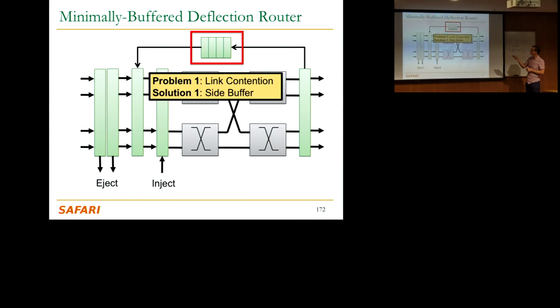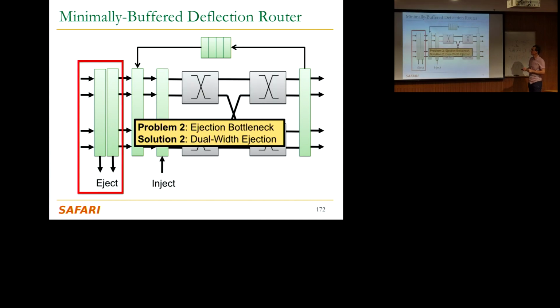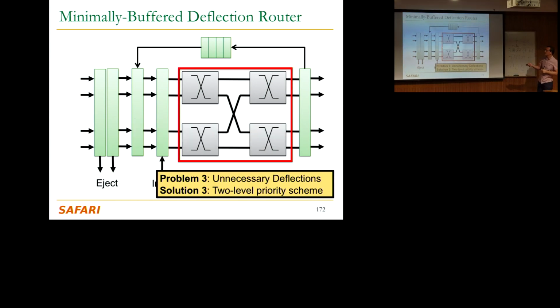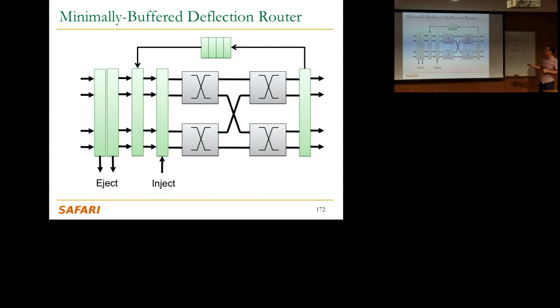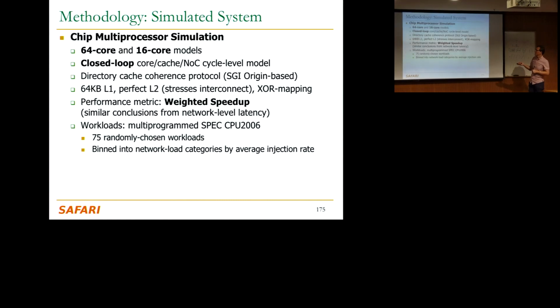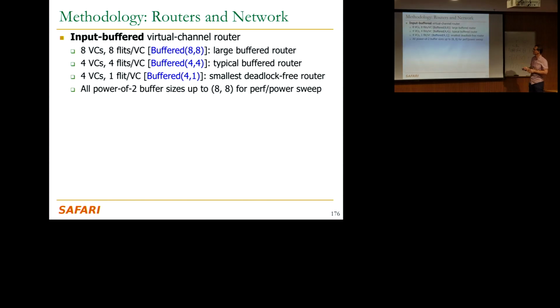Okay, so basically, this side buffer reduces the link contention problem. This dual port ejection reduces the ejection bottleneck problem. And being a little bit more intelligent about how you handle the prioritization inside this permutation network reduces the unnecessary deflections. So where are we after this point? That's the idea of min-BD. So this is a very similar infrastructure, but hopefully better examples.